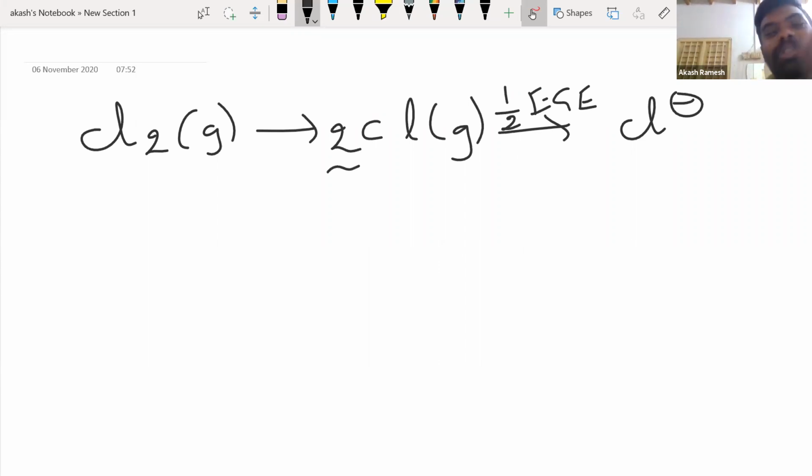I have 2 chlorine atoms, but basically electron gain enthalpy is defined only for 1 chlorine atom. So this really doesn't make sense. This is something wrong here. So how should I put it? We'll talk about chlorine alone one more time, people. I'm really sorry, this is a small mistake I did.